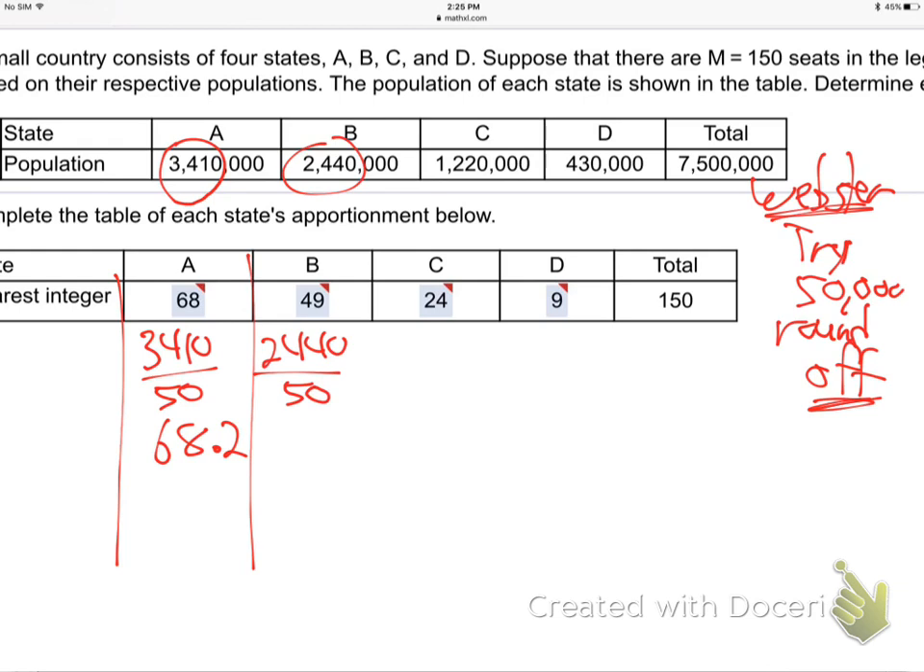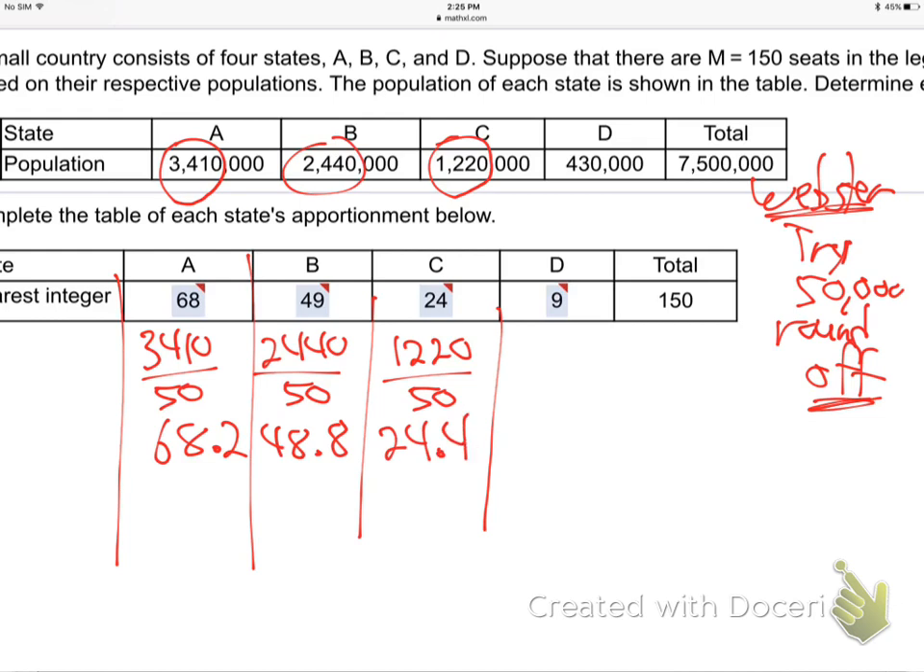Let's do the next one. 2440 divided by 50. Just cutting off the three zeros at the back for the numerator and the denominator. Get 48.8. Next one. 1220 divided by 50. And I'm getting 24.4. And last one, 430 divided by 50. And I'm getting 8.6.